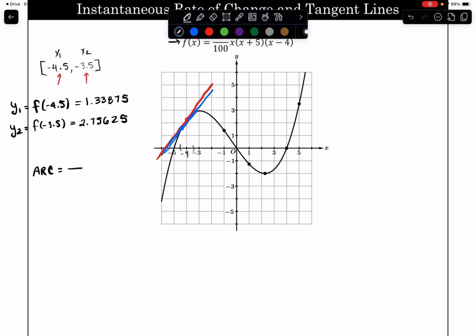So I get the y2 value, f of -3.5, and I subtract the y1 value, f of -4.5, which are equal to these numbers right here. This number is this, and this number is that one. I'm just using this notation because I don't have enough space to write those decimal values there. And I'm going to divide it by the x2, which is -3.5, minus the x1 value, which is -4.5.